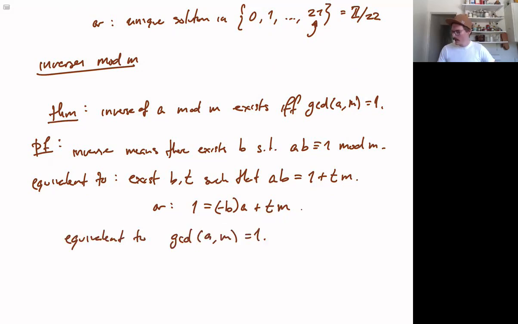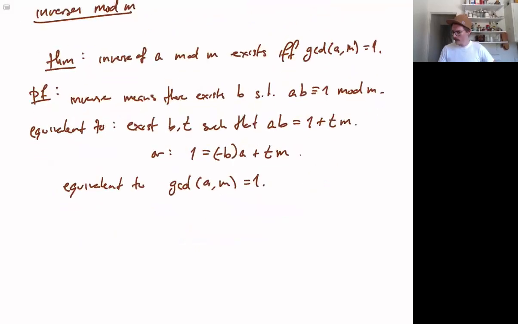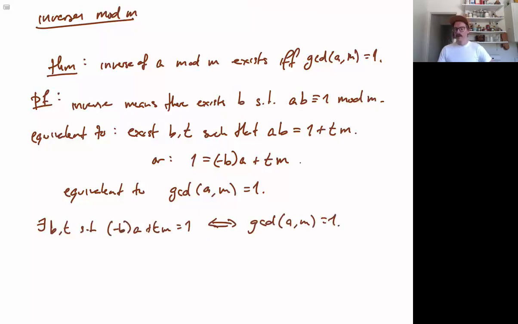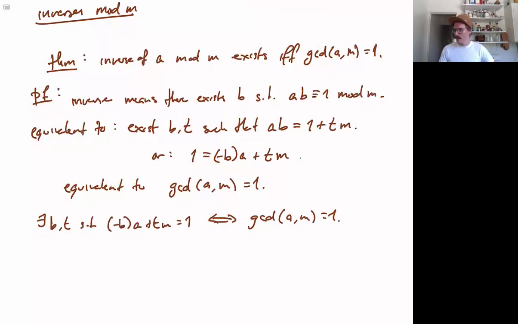So let me unwind this step a little bit more. Just to say it again, in a little more detail, there exist B and T such that minus B times A plus T times M equals 1 if and only if GCD of A and M is 1. Okay, so this is the last step. And let's look at each direction.